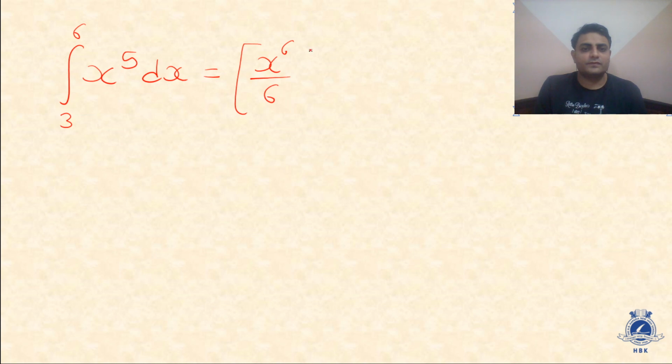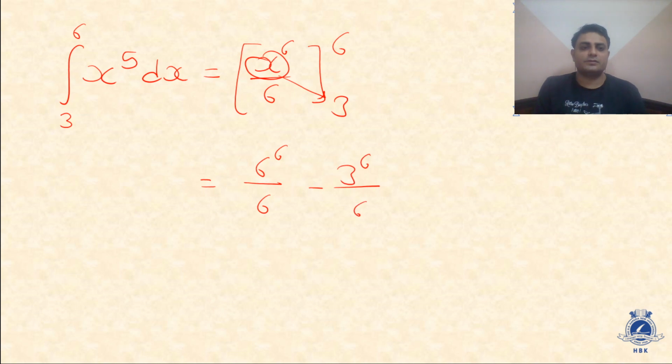Yes, the integration from 3 to 6 of x raised to 5 dx will give x raised to 5 plus 1, that is 6, divided by 6, from 3 to 6, and further the answer will become like this. Instead of x we have to give 6, you get 6 raised to 6 by 6, minus, instead of x keep 3, we get 3 raised to 6 by 6. Okay, so this is how we can solve the integration. So this was the formula number 1 of integration.